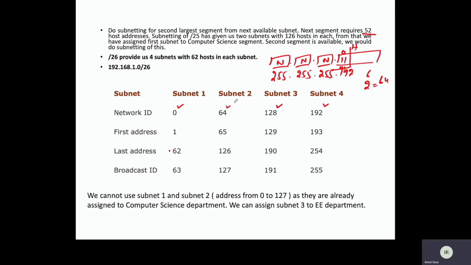Same is the case with the subnet 2. Subnet 2 starts with 64 and 65 is the first node address and goes up to 126, and then we have the broadcast address, and then we have the other subnet ranges.